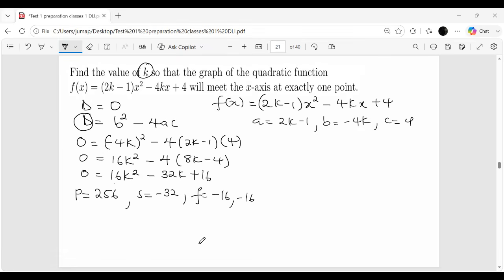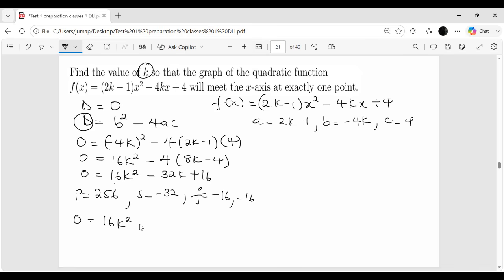Yes? Sir Gertrude asked, how about dividing the whole equation by 16? Okay. Yeah, that actually can also help. Yeah, you can do that as well. You divide the entire equation by 16. It won't affect it, it will still be the same equation. Okay. Yeah, you can do that. So meaning that here you're going to write 0 is equal to 16k squared.